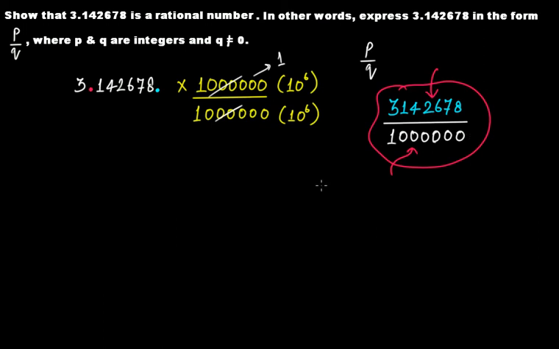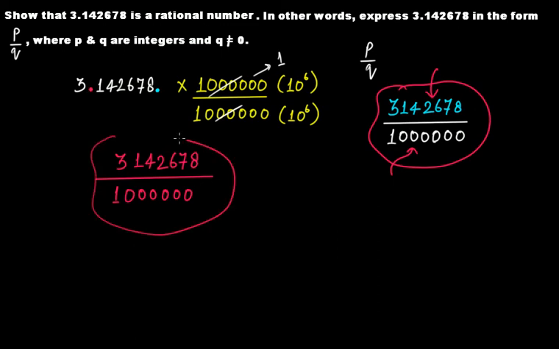Okay, now if you don't want to do all these things, simply do one thing: count the number of digits that come after the decimal point. In this case it was 6, so write 3142678 and simply divide this by 1 followed by 6 zeros, that is the number of digits that come after this decimal point. This is in the form p by q.